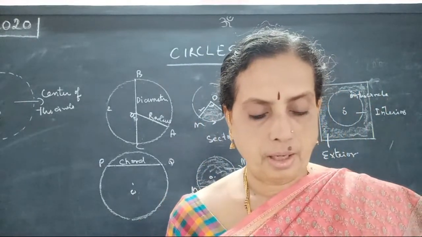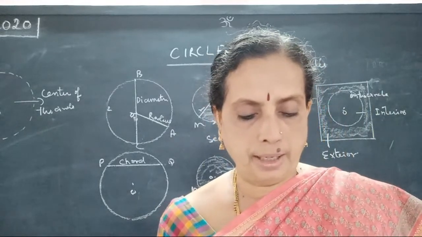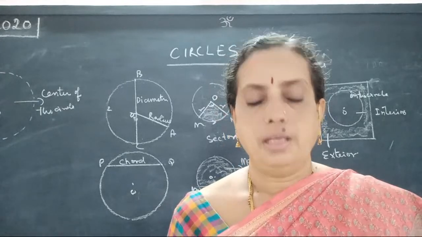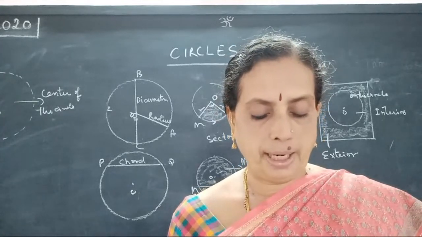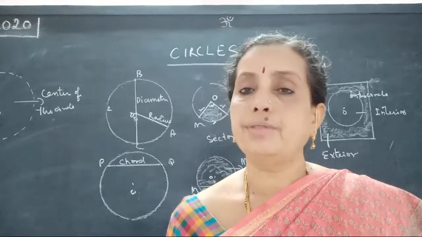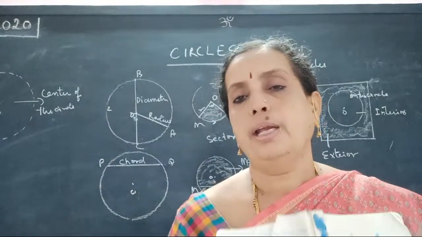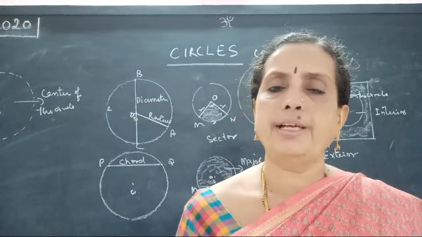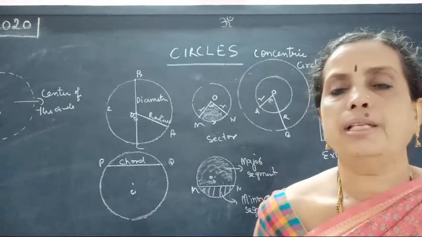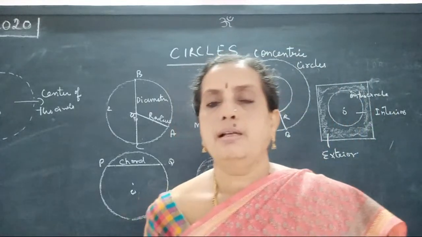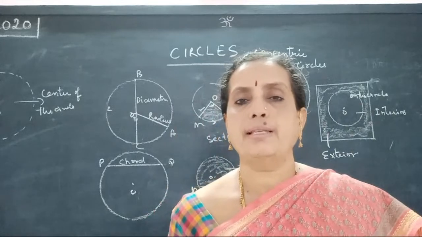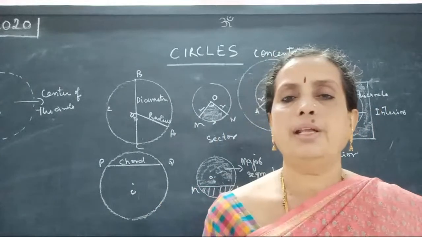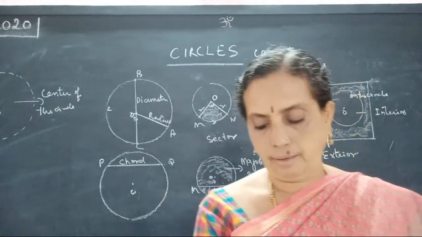Next. A circle divides the plane on which it lies in dash parts. A circle divides the plane on which it lies in three parts. Which are those parts? Interior, exterior, and the circle itself. Three parts. It divides the plane on which it lies into three parts, namely exterior region, interior region, and the circle itself.